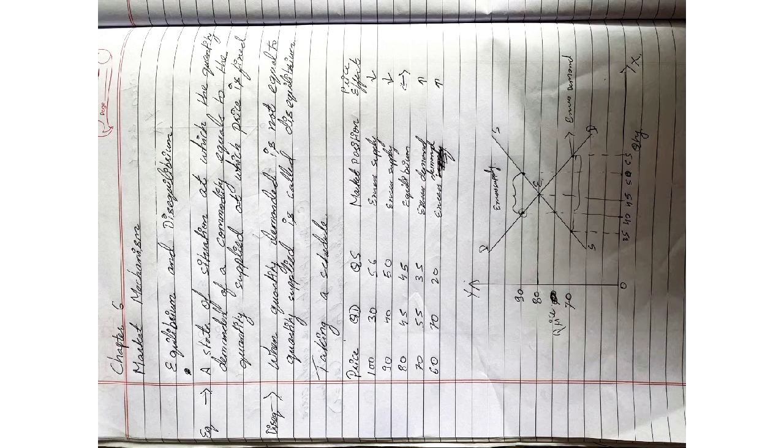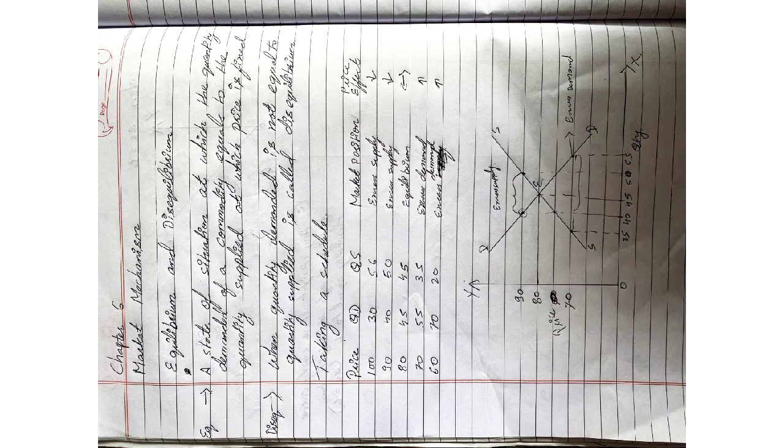So today's topic will be market mechanism, that is your sixth chapter, and over here we'll be talking about the demand and supply forces and its equilibrium. Now first let's talk about equilibrium. What is an equilibrium? A state of situation at which the quantity demanded of a commodity equals the quantity supplied, at which the price is fixed.